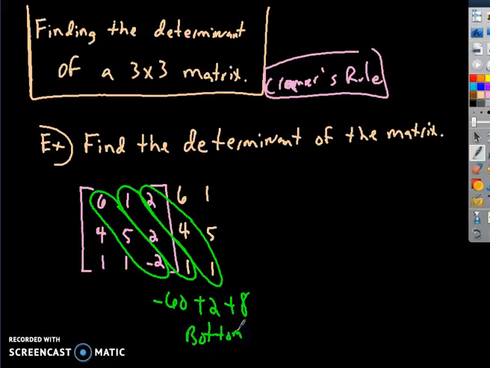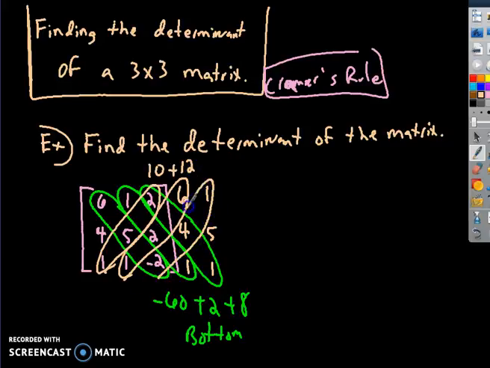And then go in the other direction. 1 times 5 times 2. First number should be 10. 1 times 2 times 6. Second number should have been 12. Negative 2 times 4 times 1. That should be subtract 8. This is top.